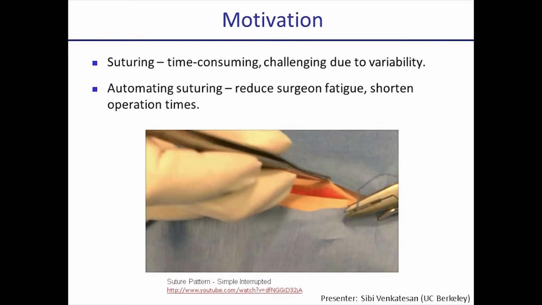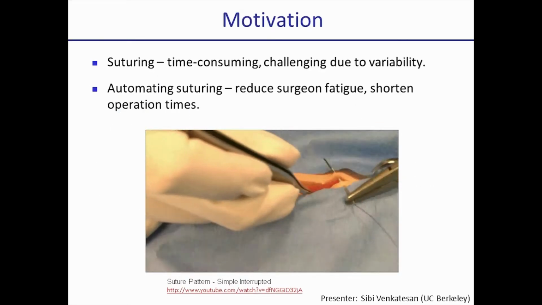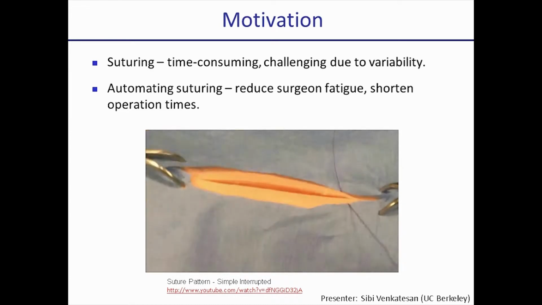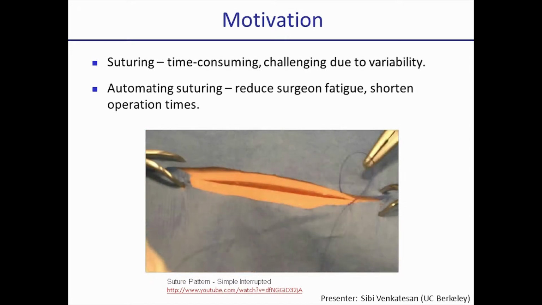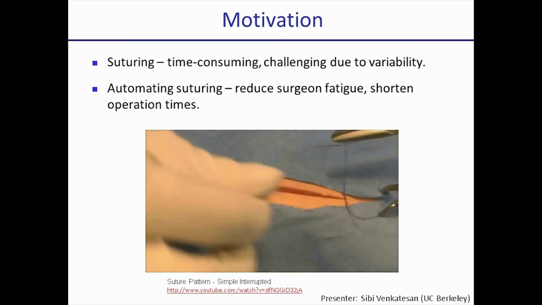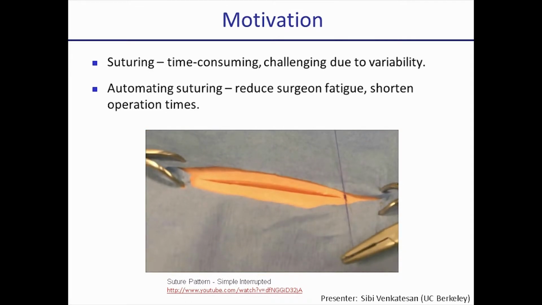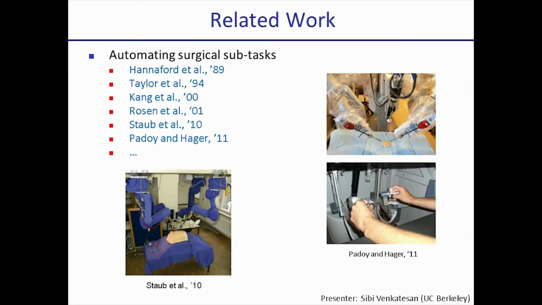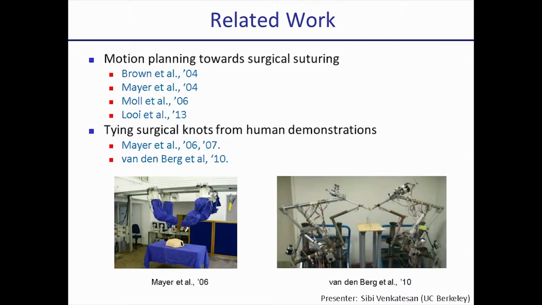Suturing is a time-consuming and repetitive task, as you can see in this video. Since we work with deformable objects like skin and flesh, the variability in shape and structure of the tissue makes this especially challenging. But a fast and robust autonomous procedure would go a long way in reducing surgeon fatigue and shortening operation times. There's been a lot of work in similar spirit in the past where surgical subtasks have been automated using robotic instruments and such.